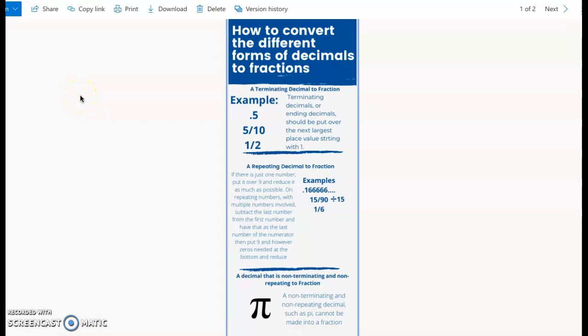Alright, so today we are going to talk about how to convert the different forms of decimals into fractions. So the first is the terminating decimal to a fraction. So terminating decimals, or decimals that end, should be put over the next largest place value starting with 1.